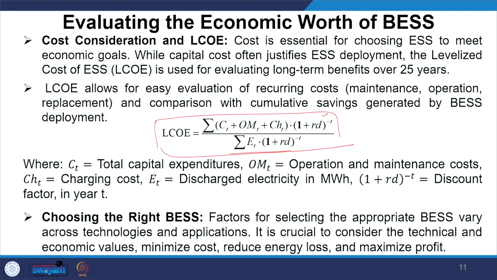So let us understand what those acronyms or nomenclatures are. Now Ct is the total capital expenditure, OMt is the operation and maintenance cost, and CSt is the charging cost, because each and every battery has a certain number of permitted charging and discharging cycles, and hence there is a cost associated with each time that you charge. And Et is the discharged electricity in megawatt hours, the amount of energy being discharged, and (1 plus Rd) to the power minus t is the discount factor in year t.